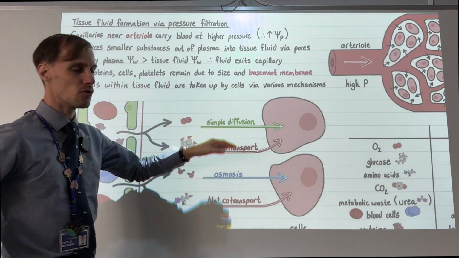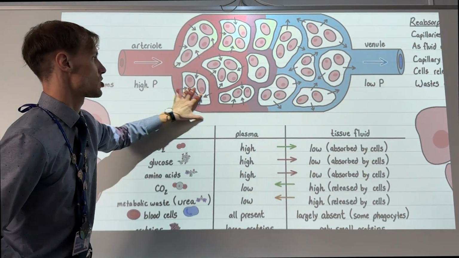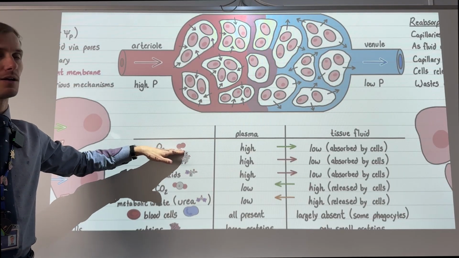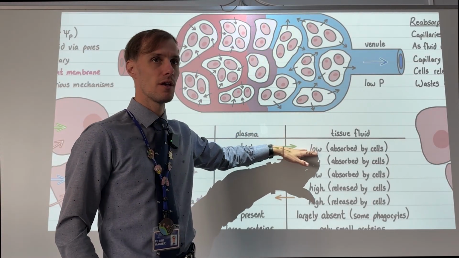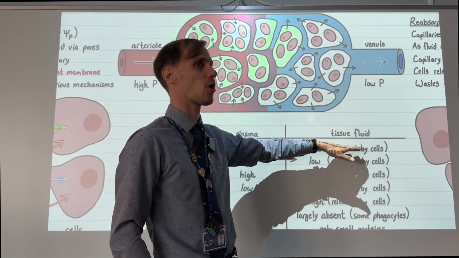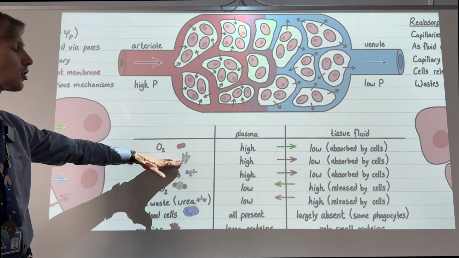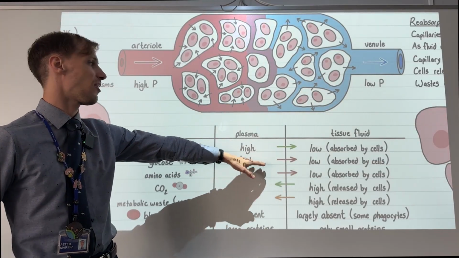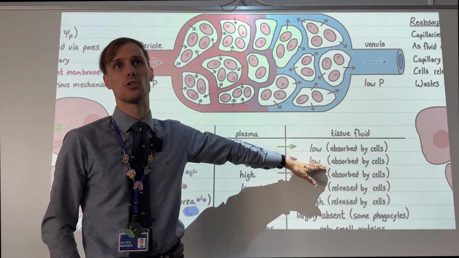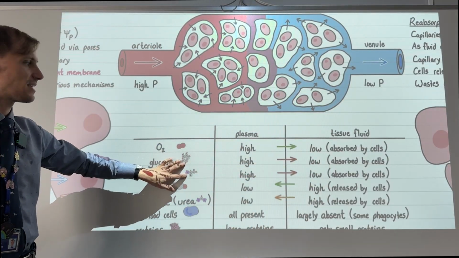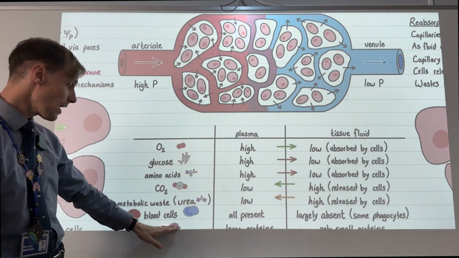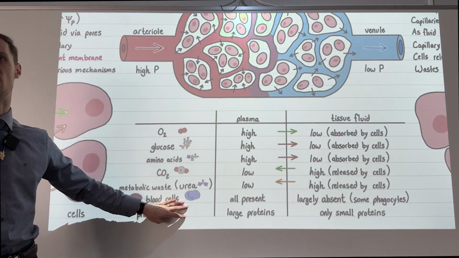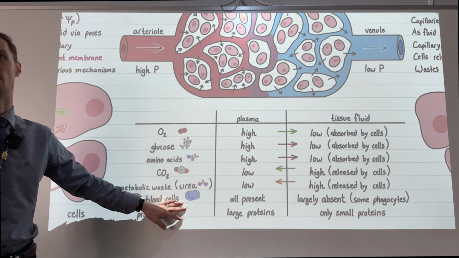So now we've moved through this section. We had oxygen, which was really high in the plasma. That then moved into the tissue fluid by pressure filtration and was absorbed by simple diffusion. We then had glucose, again through pressure filtration into the tissue fluid, and that was absorbed by the cells via sodium co-transport. Amino acids, same exact thing. And these blood cells and proteins are just too big. That's not going to fit through.